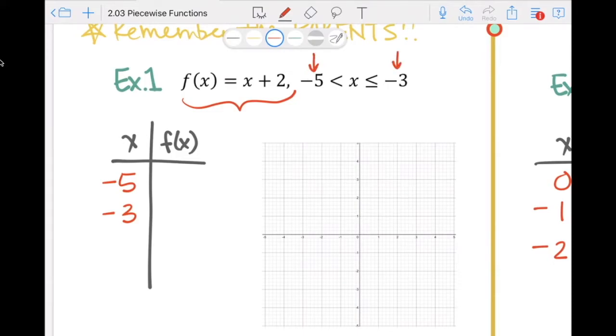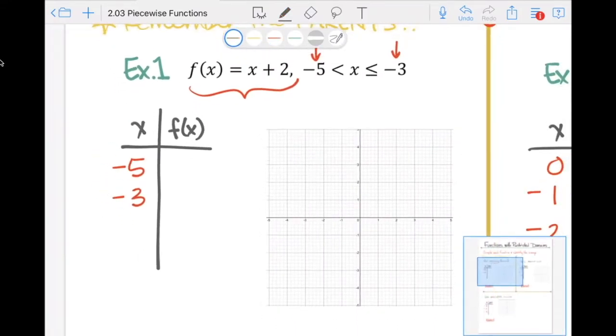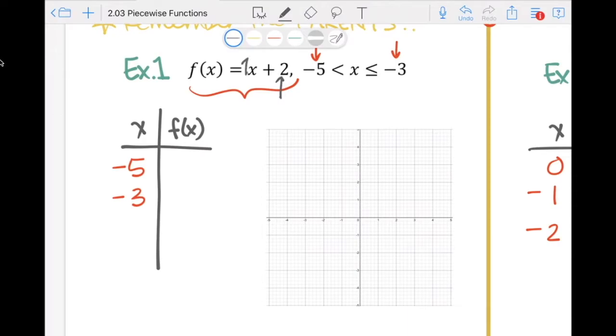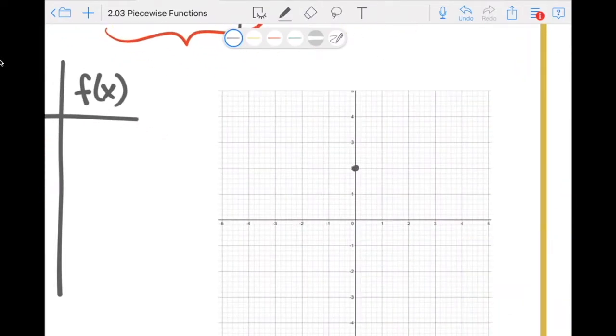So instead of just going straight to the table, I'm going to show you the concept of these restricted domain functions. So let's for a second graph f of x equals x plus 2 as though there was no restriction on the domain. So notice our y-intercept is 2 and our slope is 1. So I'm going to plot the y-intercept first, and then I can go up 1 and over 1. I'll plot a couple more points just to make sure my line is nice and exact. Now, this is what that function would look like if there wasn't a restricted domain.